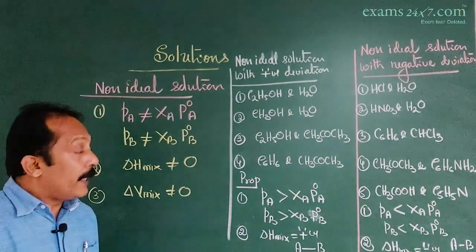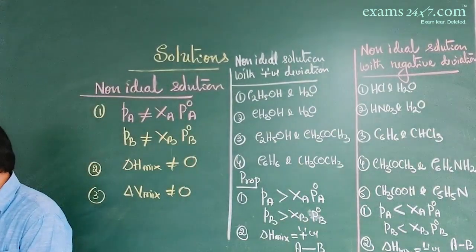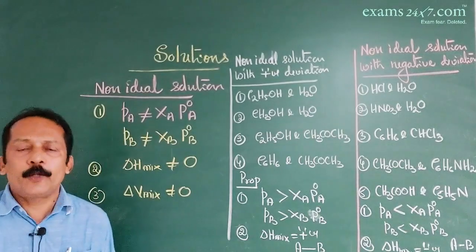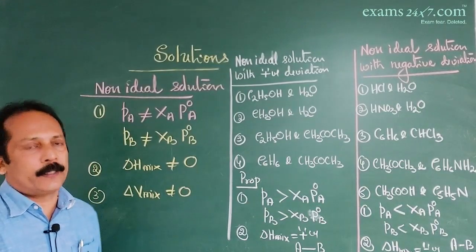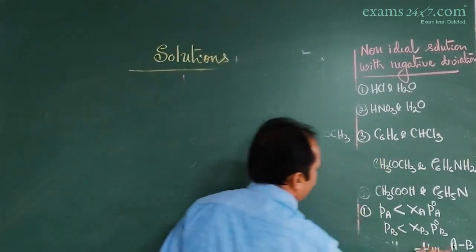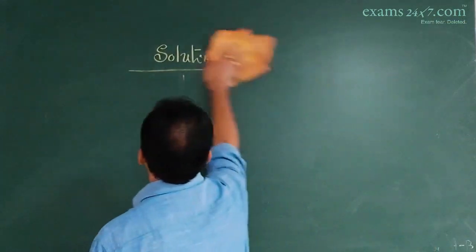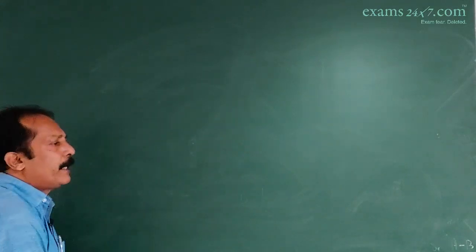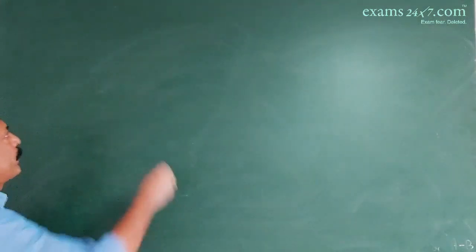Now, next we'll move on to colligative properties. So what are colligative properties? A colligative property is a property of a dilute solution which depends purely on the number of solute particles. Such properties are called colligative properties. Examples for colligative properties: osmotic pressure, relative lowering of vapor pressure, elevation in boiling point, and depression in freezing point.